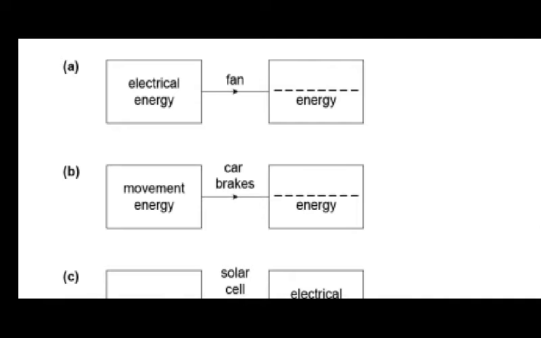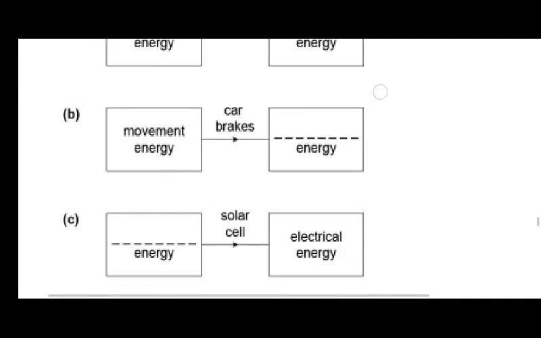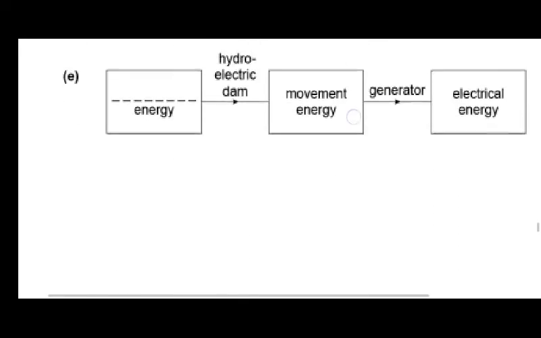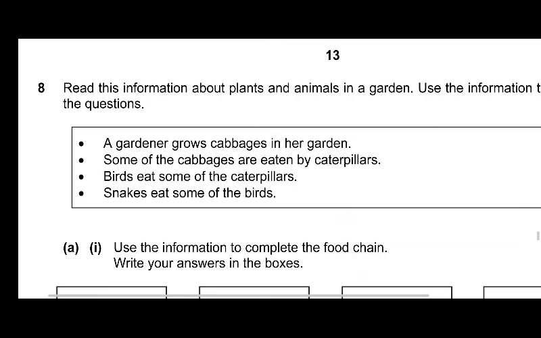Then you go to B, there is movement energy in car brakes goes to, okay, so you're supposed to fill it up. Then a solar cell produces electrical energy. So a solar cell, think about a solar panel. A solar panel is the one that you put on the roof of your house, so it'll gain from the sunlight. So you're supposed to tell me the kind of energy which is in the sunlight, very easy stuff. Then D, then E. That's question 7 as well.